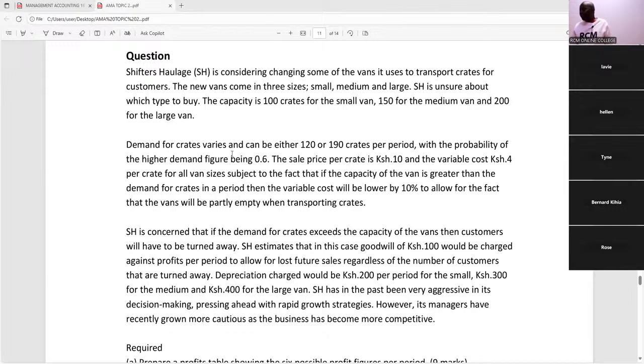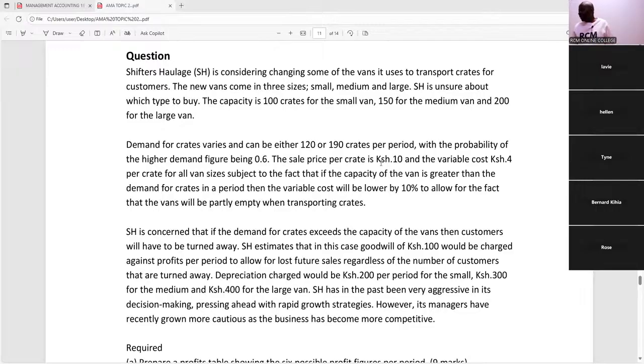Demand for crates varies and can either be 120 or 190 crates per period, with the probability of the higher demand figure being 0.6. So you can see demand here, these two of them will be our states of nature. We don't know how many crates will be demanded down there in the market.